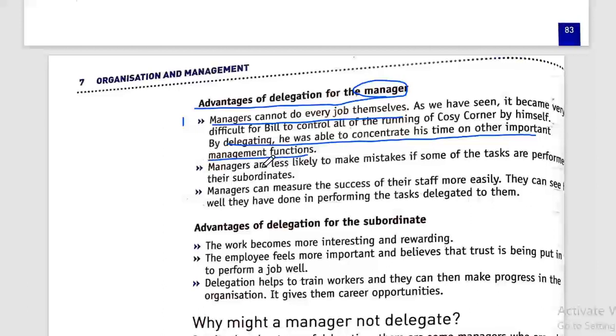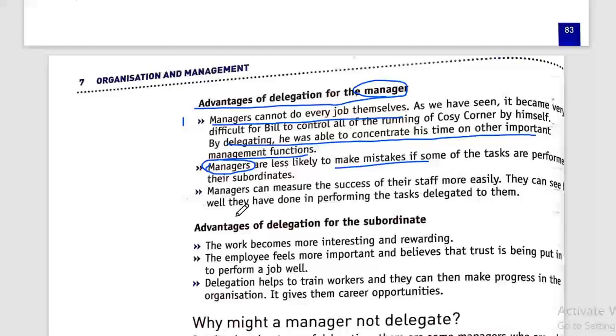Number two, managers are less likely to make mistakes if some of the tasks are performed by their subordinates. So not all the responsibility is going to be on the manager. I know that he's going to be responsible for the final result, but at the same time, he's not going to be the one making mistakes, because it's something performed by the subordinates. And number three, managers can measure the success of their staff more easily.